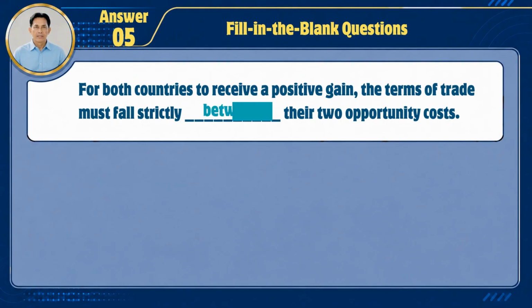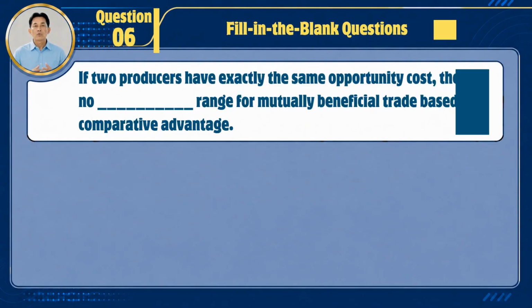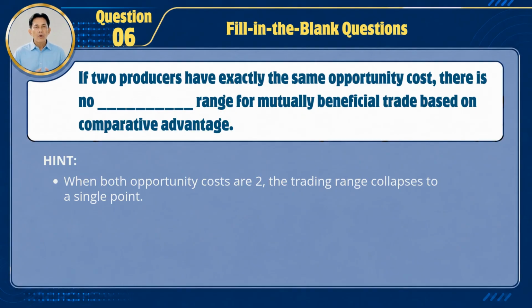If you said between, you're absolutely correct. The mutually beneficial range is 2 less than terms of trade, less than 4. The endpoints are not included if both countries must receive a positive gain. Here's question number 6. If two producers have exactly the same opportunity cost, there is no what? Range for mutually beneficial trade based on comparative advantage. Here's your hint. When both opportunity costs are 2, the trading range collapses to a single point.